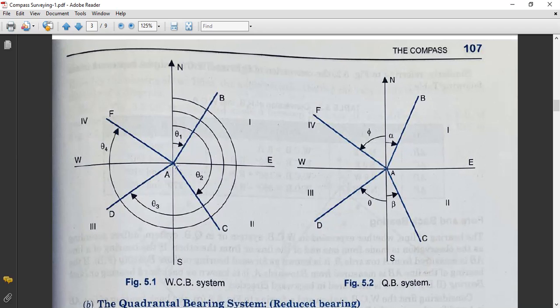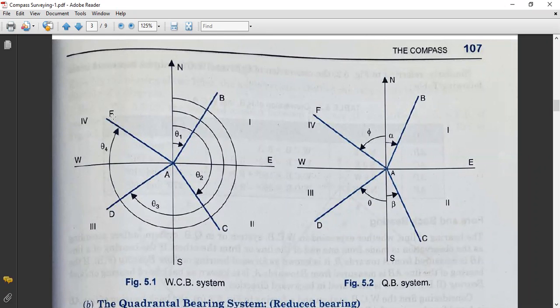AB is theta 1. The bearing of line AC is theta 2, theta 3 for AD, and theta 4 for AF. Always the whole circle bearing of any survey line is measured in clockwise direction from north to south. Clear? Any doubts in that? How to measure the whole circle bearing of any line? The whole circle bearing of any line is measured in clockwise direction from north to south. Always keep that in mind.